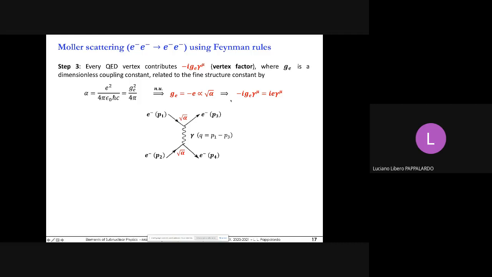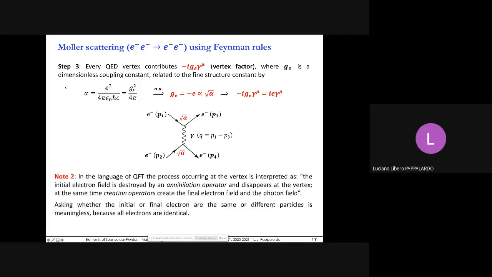So in this case, our generic vertex factor can be written as i e γ^μ, where we just replaced g_e with minus e. And this is again proportional to the square root of alpha. So at each vertex, the probability amplitude of the emission or absorption of the photon is proportional to the square root of the fine-structure constant.